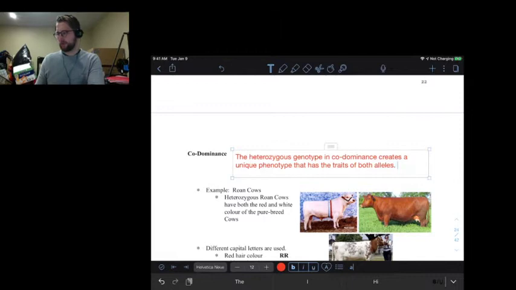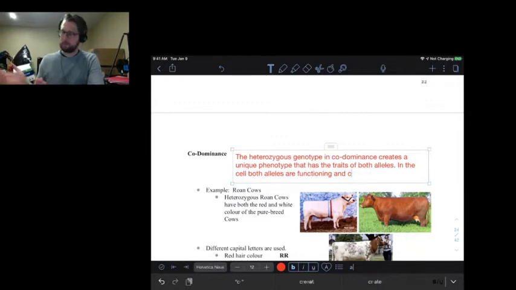In the cell, both alleles are functioning and creating their products. Okay, so this can be a tricky one to wrap your head around, especially if you're not used to breeding cows or anything like that.